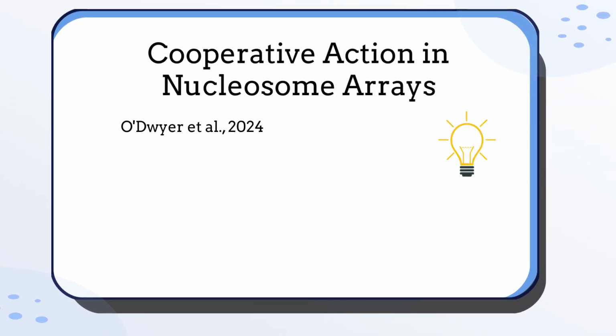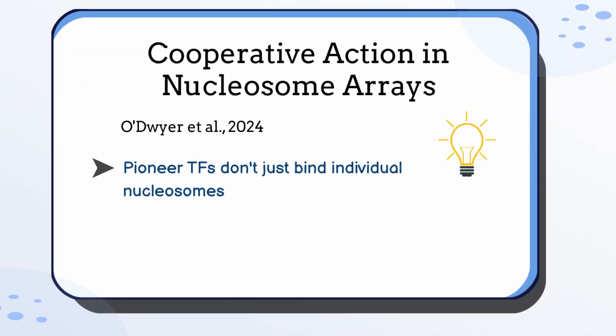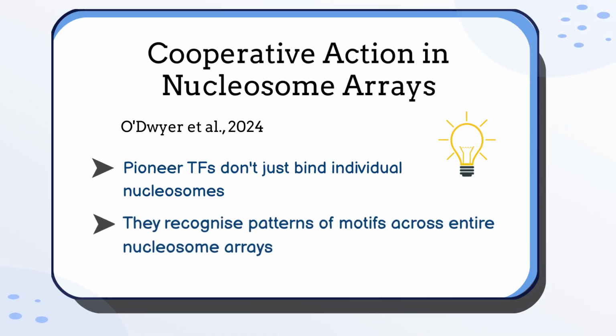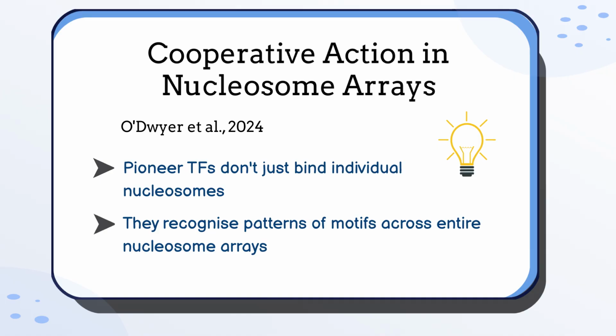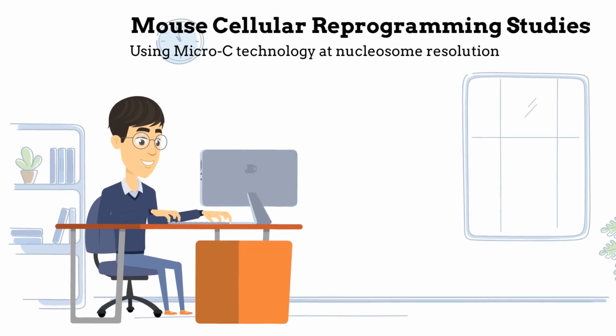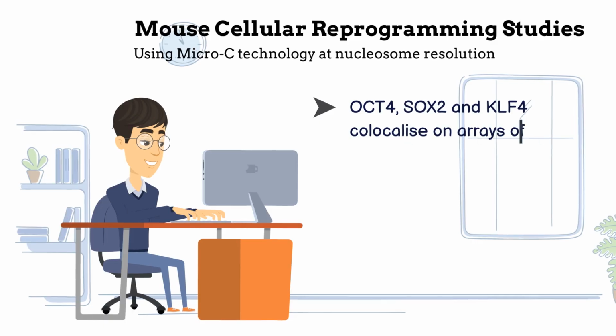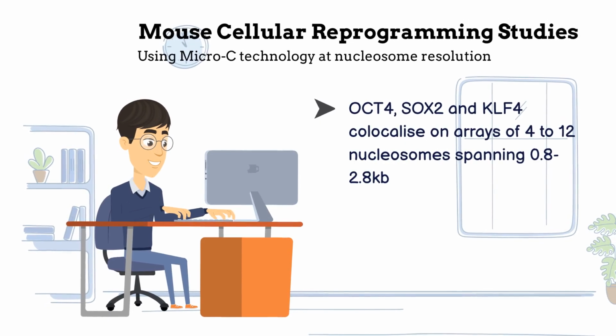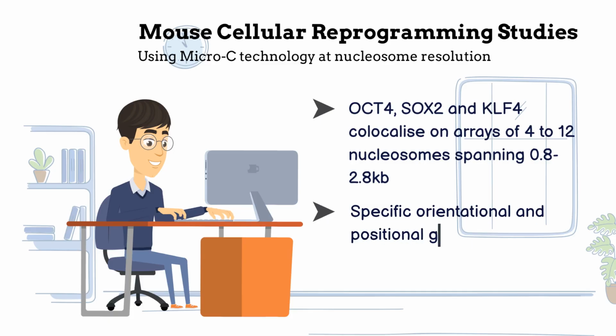Nature revealed something remarkable. Pioneer factors don't just bind individual nucleosomes, they recognize patterns of motifs across entire nucleosome arrays. Using Micro-C technology at nucleosome resolution during mouse cellular reprogramming, researchers discovered that OCT4, SOX2, and KLF4 co-localize on arrays of 4 to 12 nucleosomes, spanning 0.8 to 2.8 kilobases. Within these arrays, transcription factor motifs display remarkably specific positional and orientational grammar.